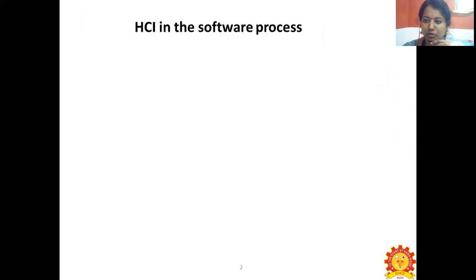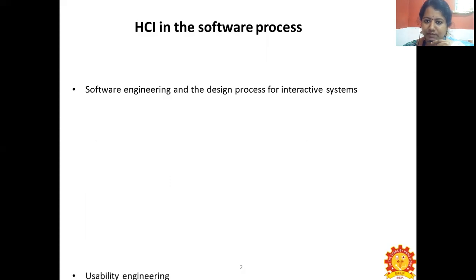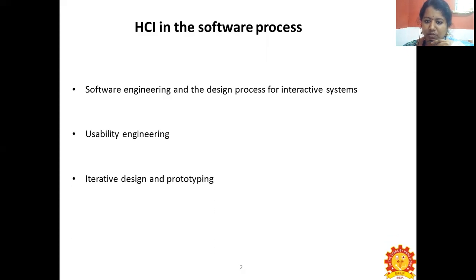Now we are going to see about HCI in the software process. First, software engineering and the design process for interactive systems. Next, usability engineering. Third, iterative design and prototyping. And the last, design revisioning. So these are the things we are going to see under HCI in the software process.